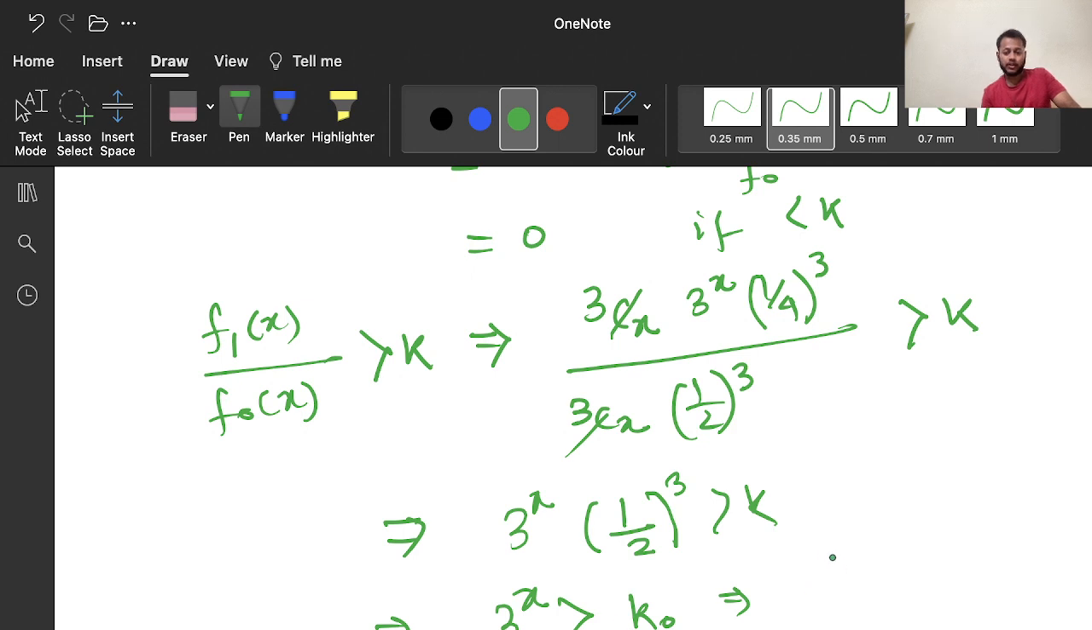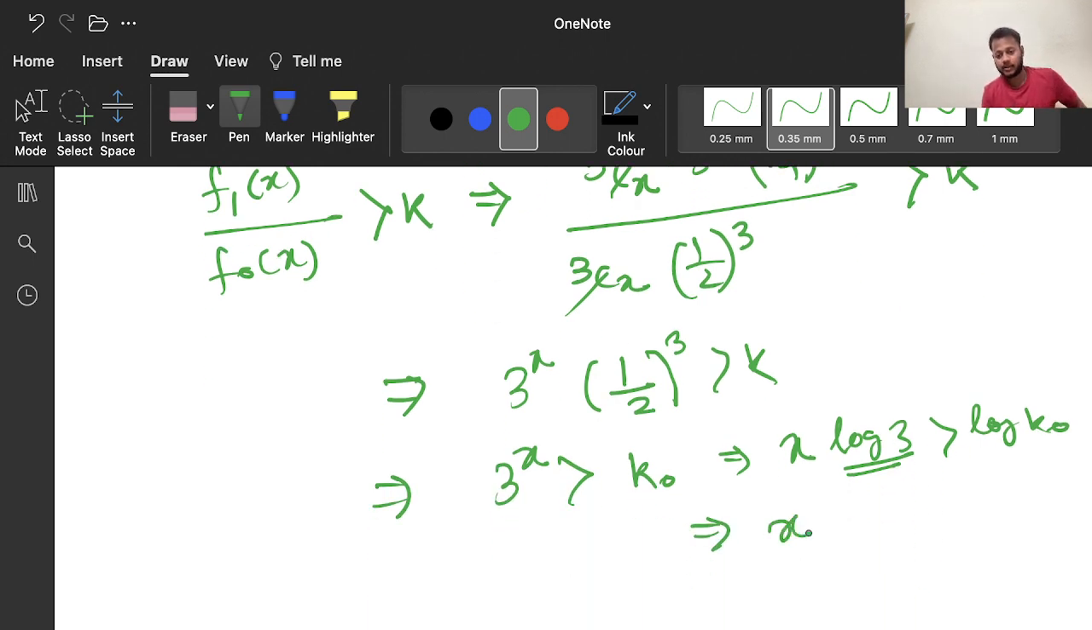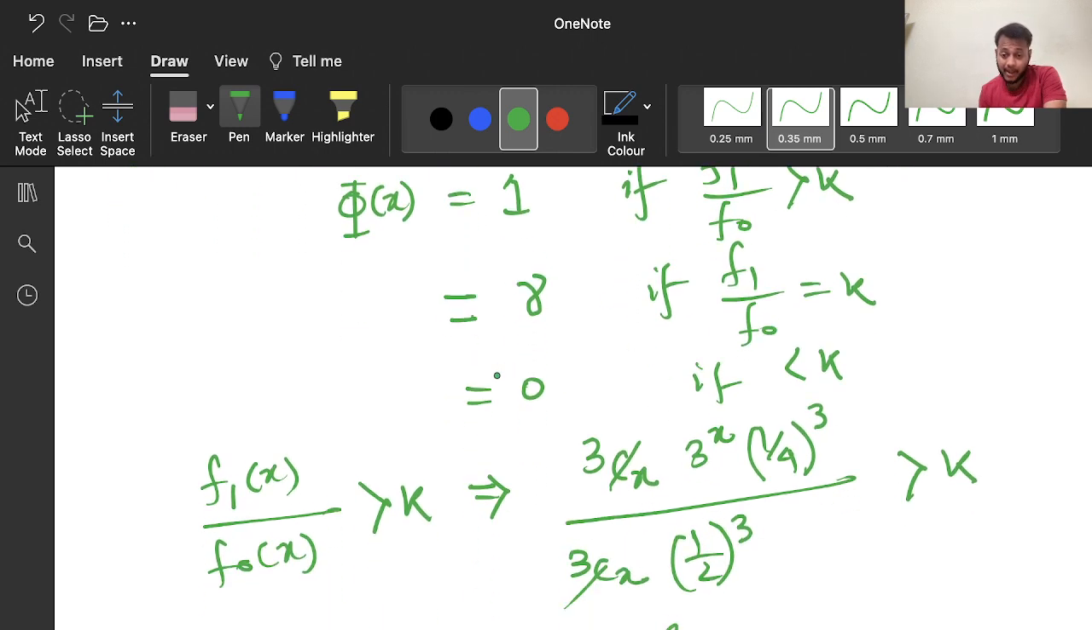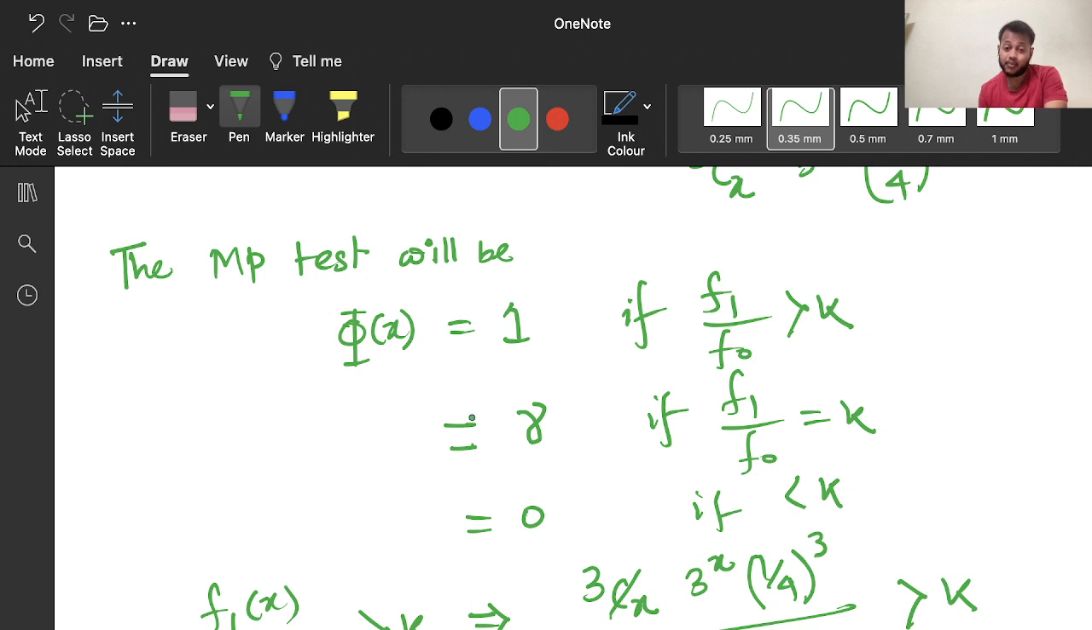If you take log both sides, you will get x log 3 greater than log k0. Again, this is a constant, we can adjust it in the right hand side, and you will get x greater than c. So if x greater than c, we reject the null hypothesis with probability 1, and if it is equal to c, we reject the null hypothesis with probability gamma, and if less than c, we accept the null hypothesis.